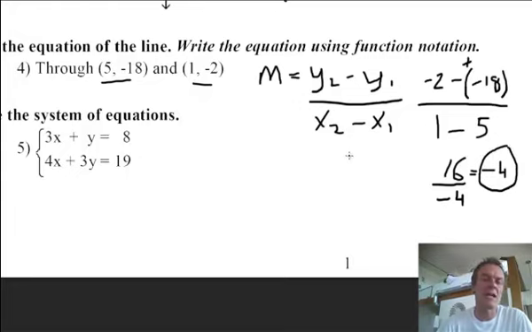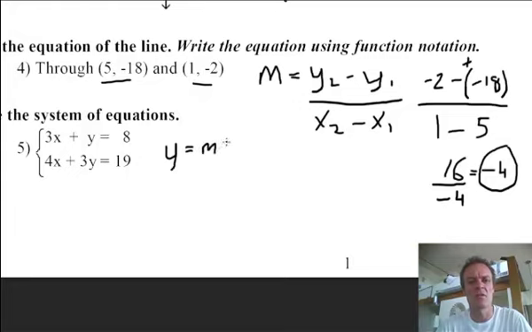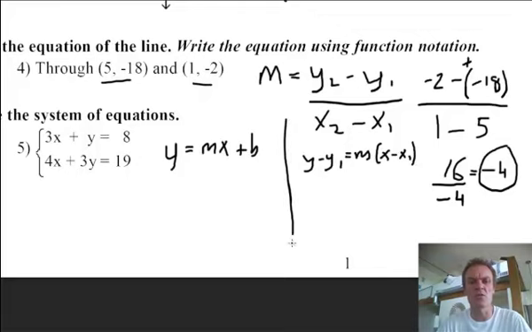Now, to find the equation, I'm going to use the slope and one of the points. You can use two equations. You can use the slope-intercept form, or you can use y minus y1 equals m times x minus x1, and that is the point slope equation of the line. Either one of those two you can use. Look at the book, check your notes.